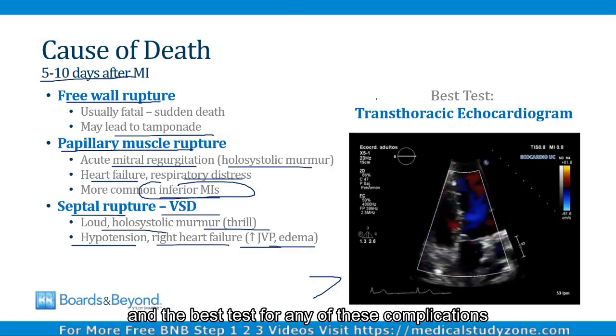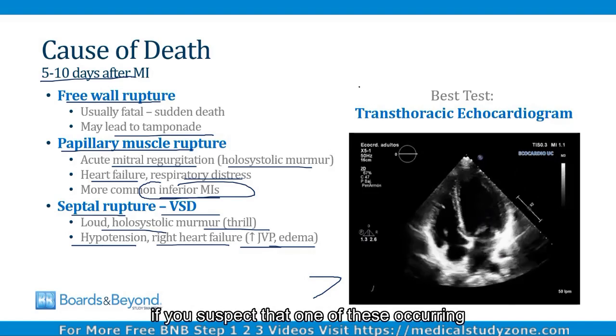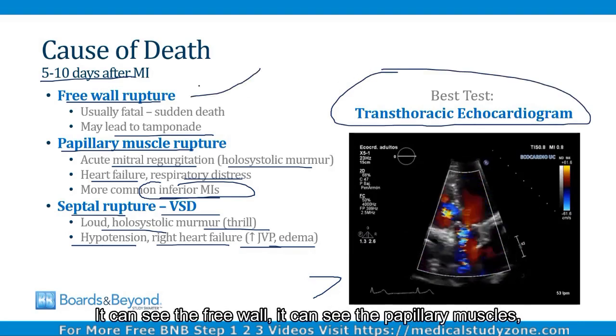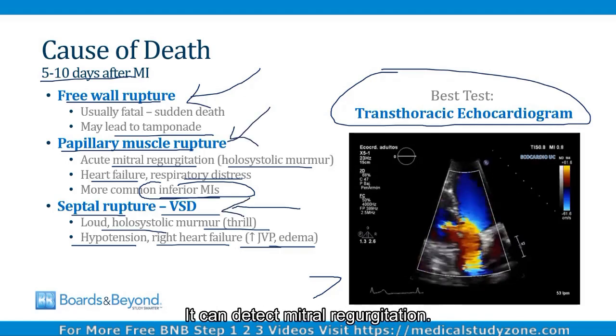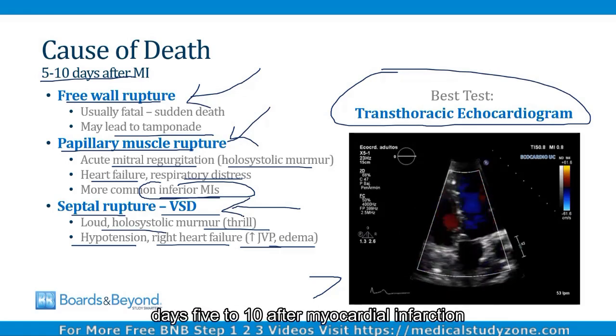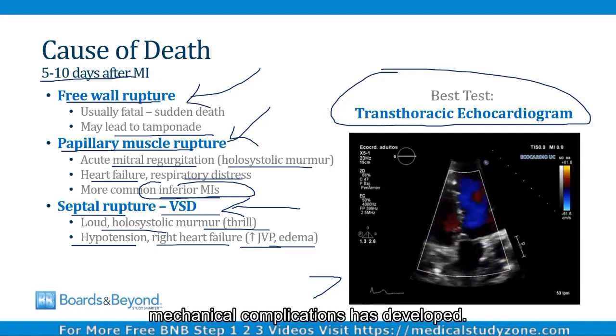things like elevated jugular venous pressure and lower extremity edema. And the best test for any of these complications, if you suspect that one of these is occurring, is always a transthoracic echocardiogram. It can see the free wall, it can see the papillary muscles, it can see the ventricular septum, it can detect mitral regurgitation. This is the best test days 5 to 10 after myocardial infarction if you think one of these mechanical complications has developed.